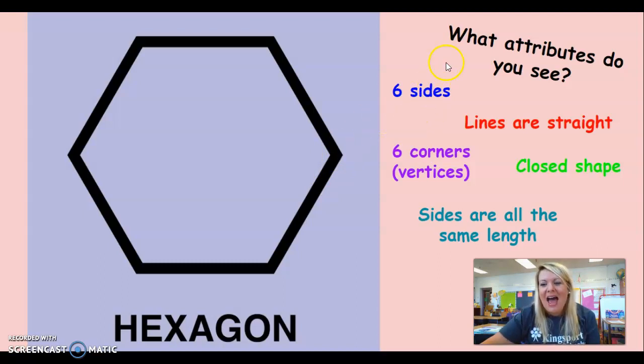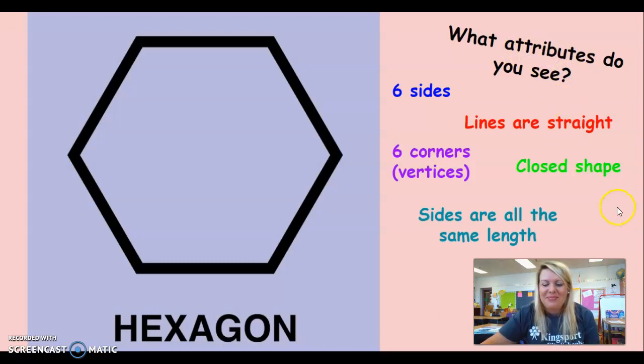So these are the attributes that I noticed, and I hope you noticed as well. There are 6 sides, lines that are straight, 6 corners or vertices. It's a closed shape, and the sides are all the same length. Attributes are things that you notice about the shape. They're the traits of the shape.